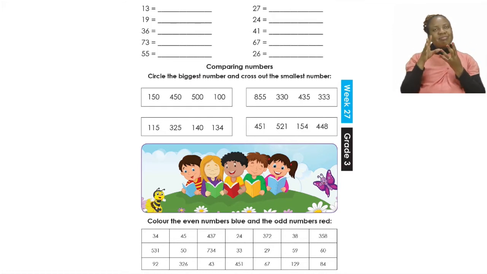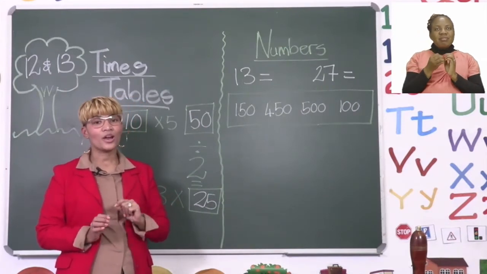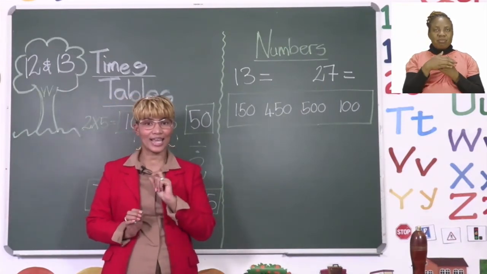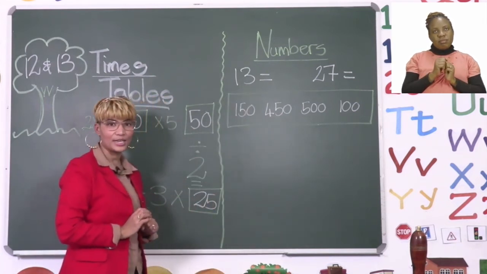Let's quickly do 2 examples together. Now remember everyone, we are rounding off to the nearest 10. So let's look at the first number is the number 13.